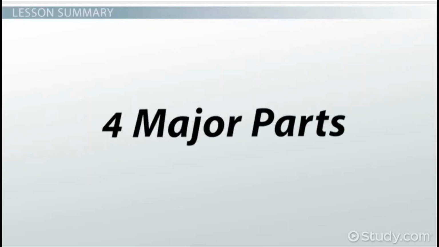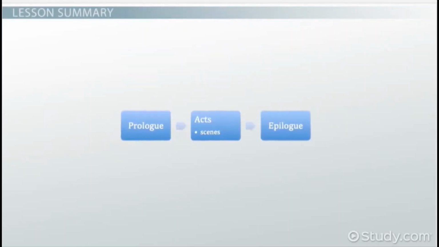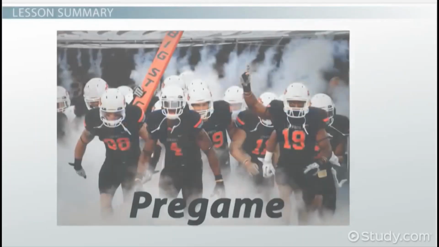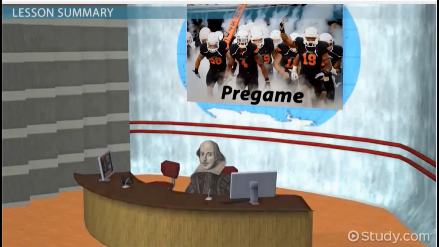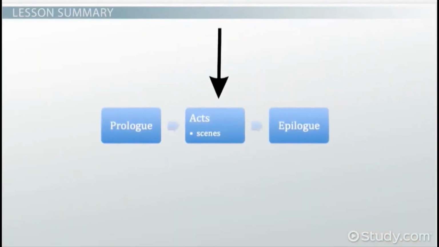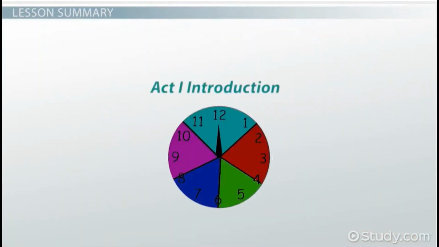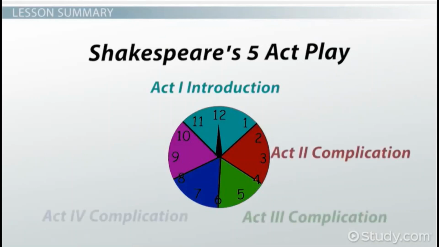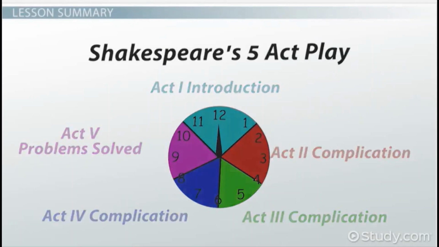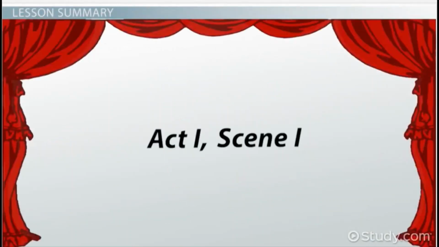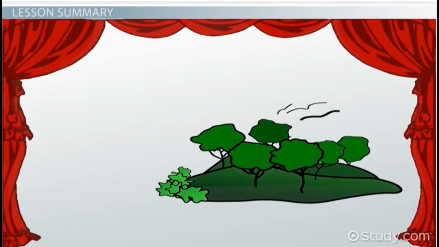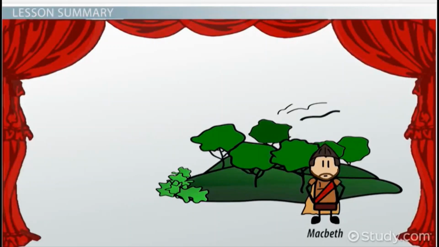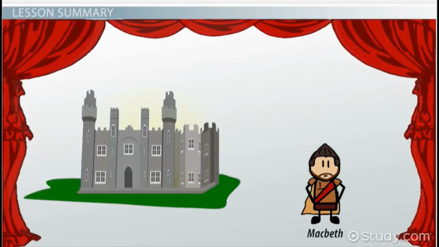There are 4 major parts to dramatic structure. Plays can begin with a prologue, the part of the play where the audience learns about what is about to happen on stage. Then comes the acts. Plays can be as short as 1 act or can have 5 or more acts. Each act is broken into scenes, and these scenes are little parts of the big story that's being told. Scenes change when the set of characters on stage change or their location changes.